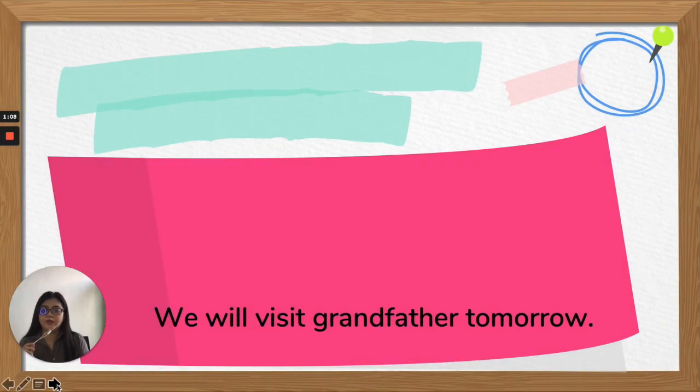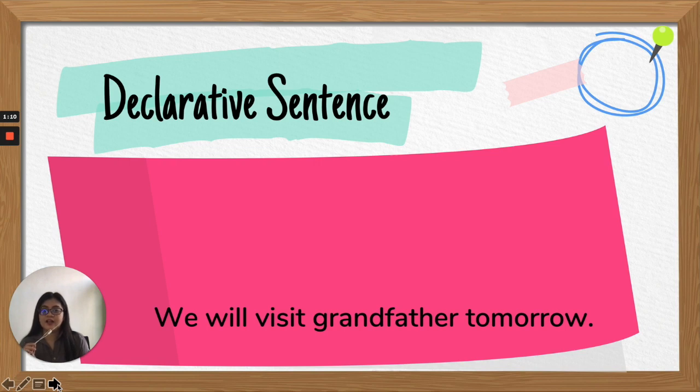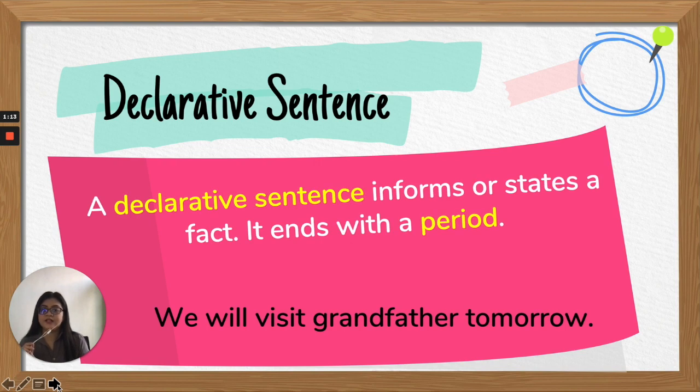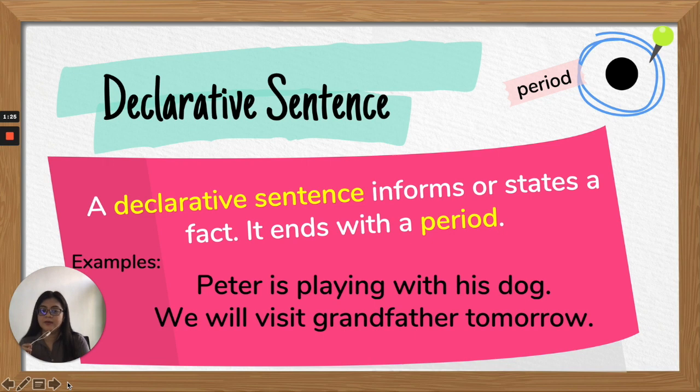Okay, so let's start with the declarative sentence. So declarative sentence informs or states a fact. It ends with a period. So remember, a declarative sentence always ends with a period. Now here are your examples. Peter is playing with his dog. We will visit grandfather tomorrow. So these 2 sentences are just all stating facts. It informs people. It tells you what Peter is doing. It tells you when we will visit grandfather. So it is basically telling you a fact, or it's basically a statement.